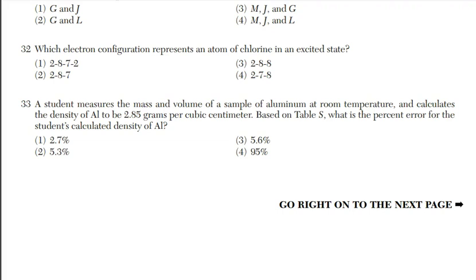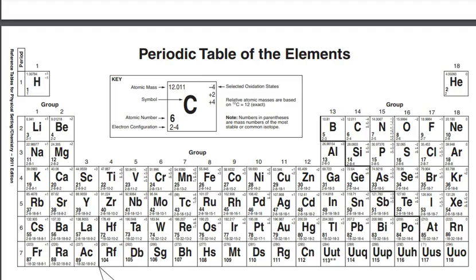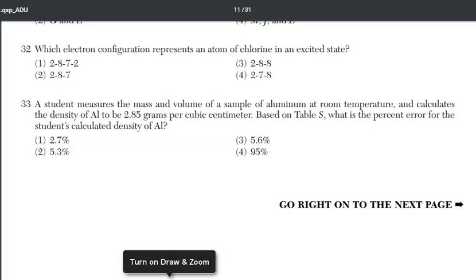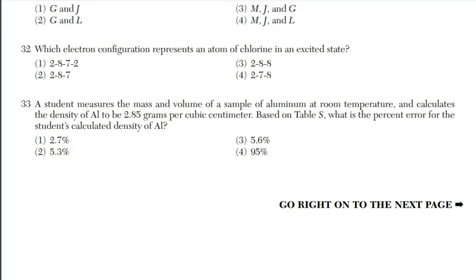Which electron configuration represents an atom of chlorine in the excited state? Excited state means electrons are moved out from the ground state. So let's go to the periodic table. Here it is. We need to check out chlorine. Chlorine is element 17. You see the electron configuration for chlorine in the ground state, 2, 8, and 7. So we don't want that. We want one or more electrons moved further out. So let's go back to our choices, and let's go through those right now.